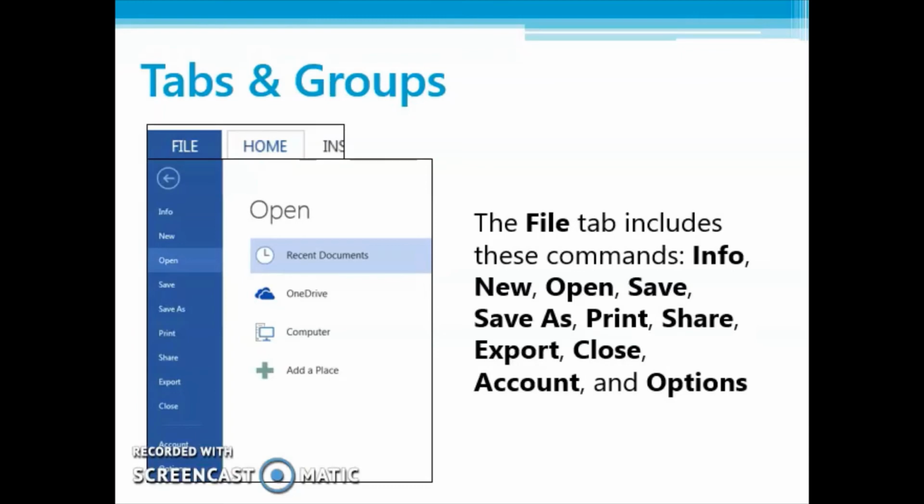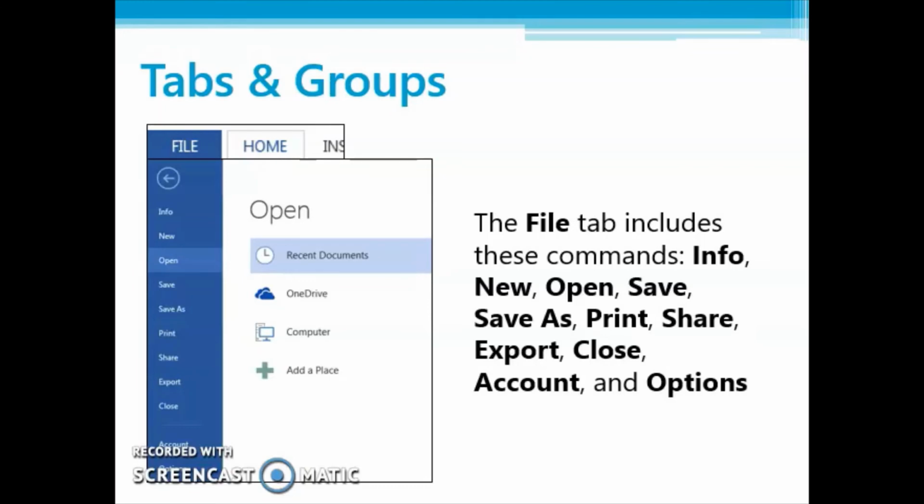New allows us to create a new document within Word, and then open allows us to open an existing document. Save is what allows us to save a document to its currently saved location, and save as allows us to save a document to a new location. Print obviously allows us to print the document.